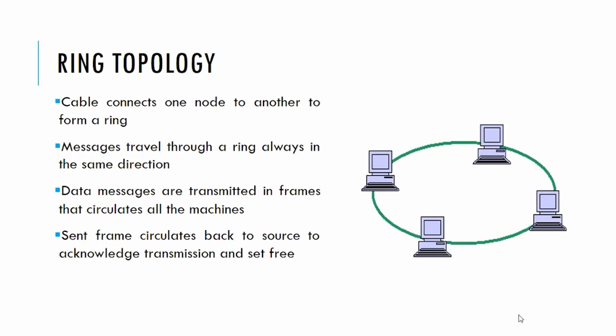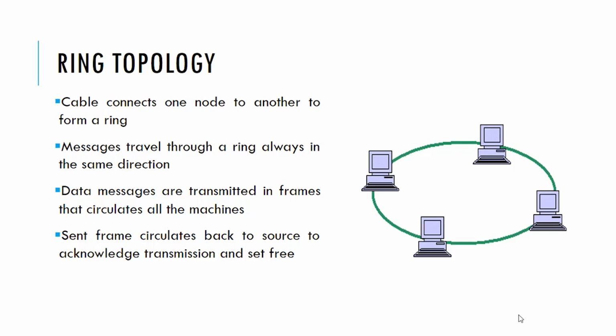The third topology is the ring topology. The ring topology basically is a cable in the form of a ring, as shown, that connects one node to another to form a ring. The ends are attached to each other in the form of a ring. Messages travel through this ring always in the same direction, either clockwise or anti-clockwise. The messages are transmitted in frames that circulate through all the machines, which allows for sniffing, obviously.